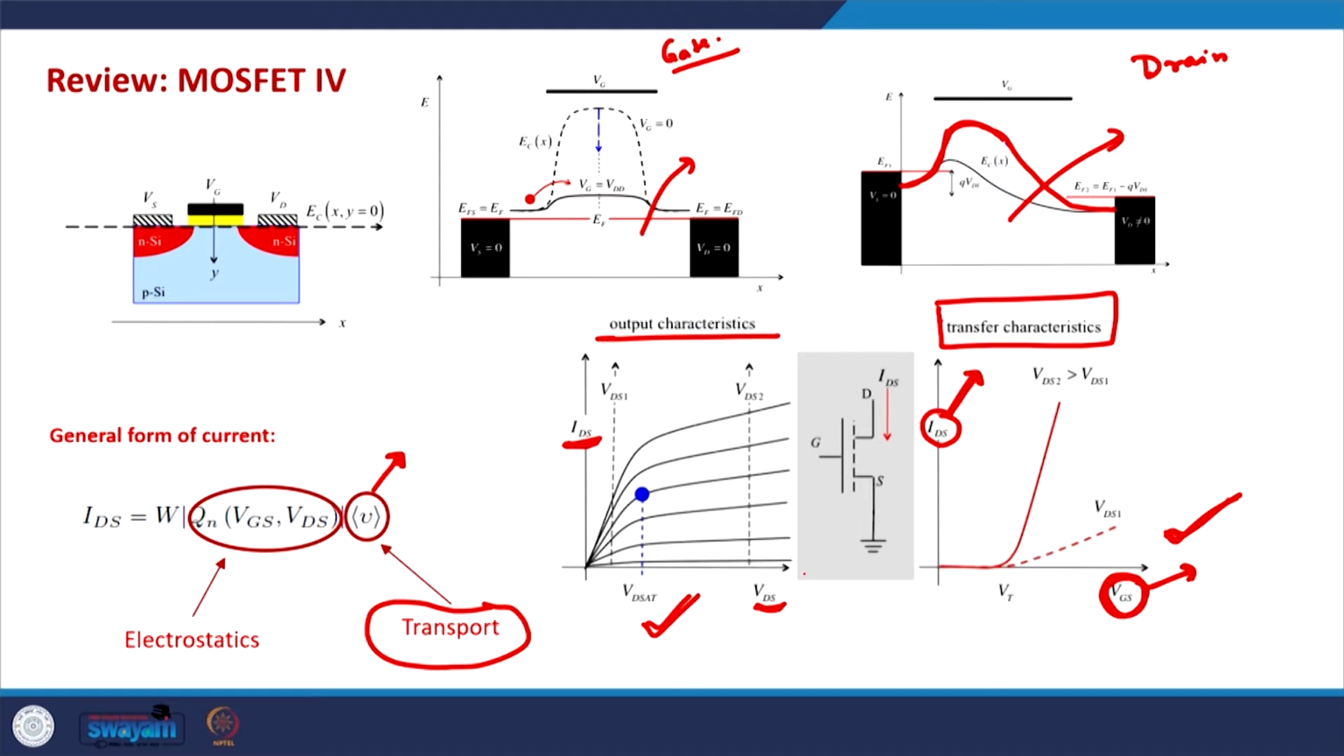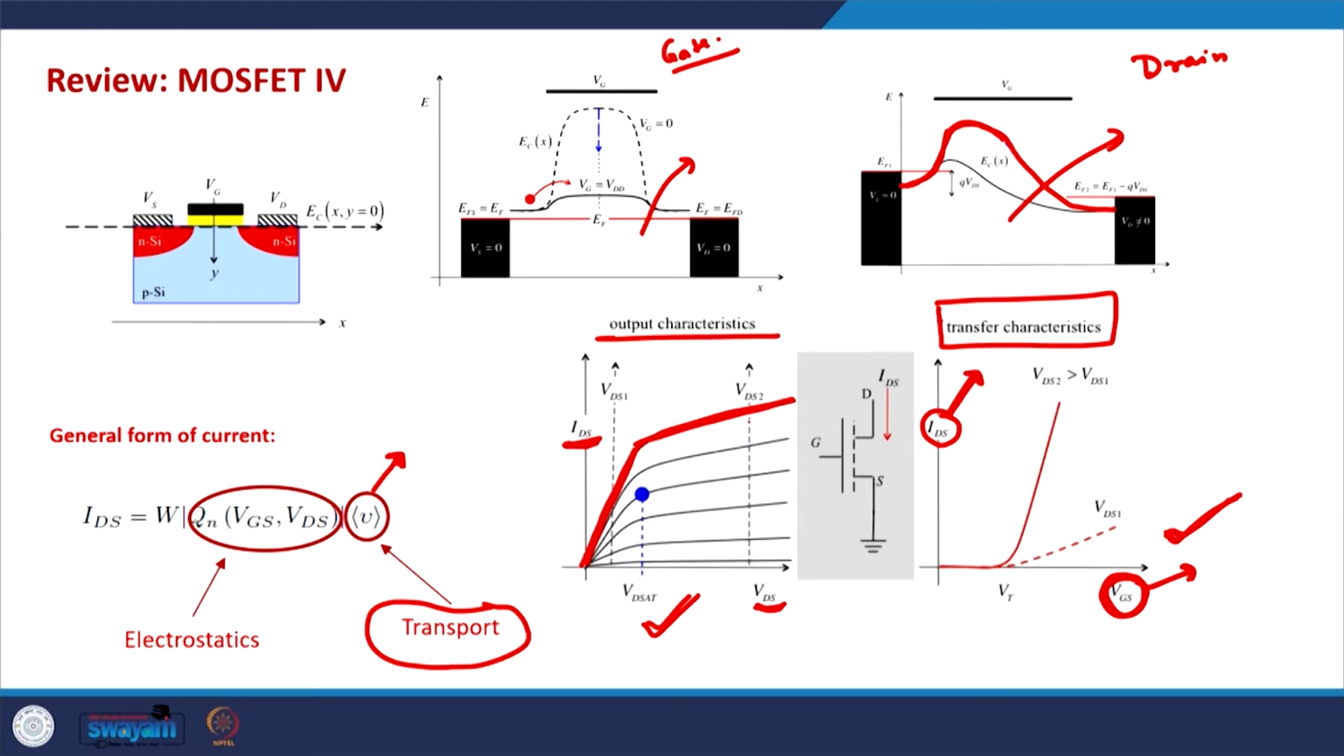In the output characteristics we also saw that there are three regimes. One is the linear regime, where VDS is very small and IDS increases linearly with VDS. Second is the saturation regime, where the current does not change significantly with the drain voltage.